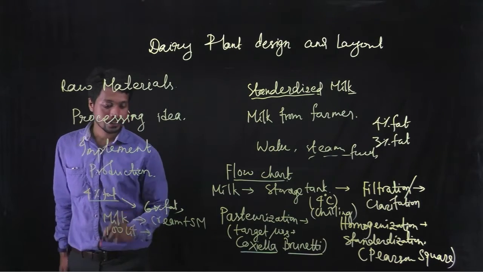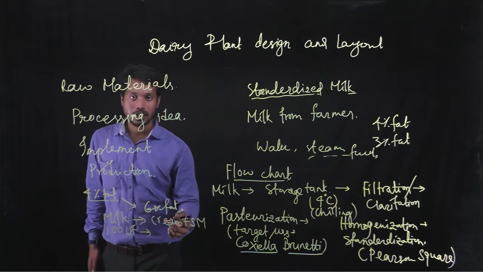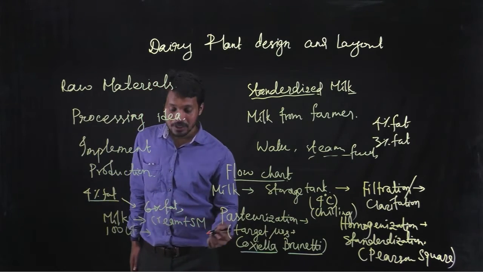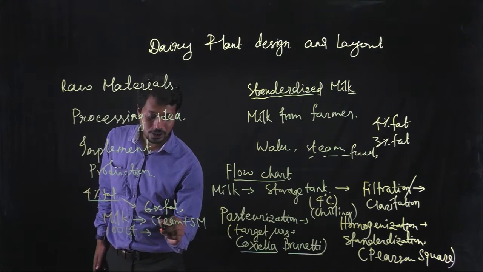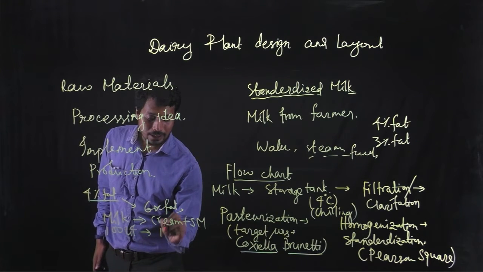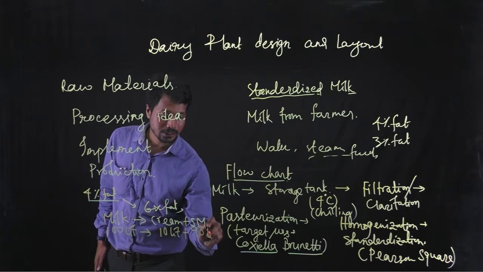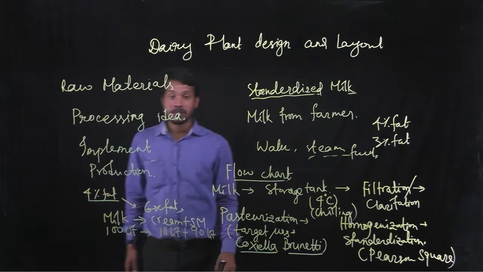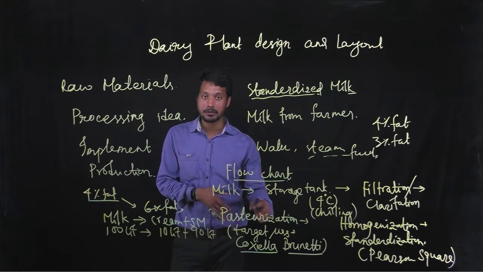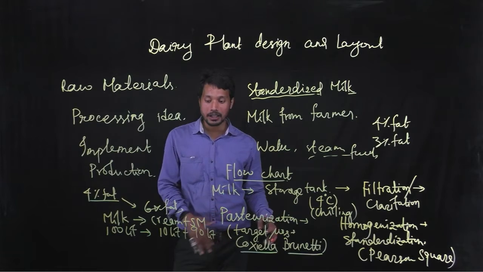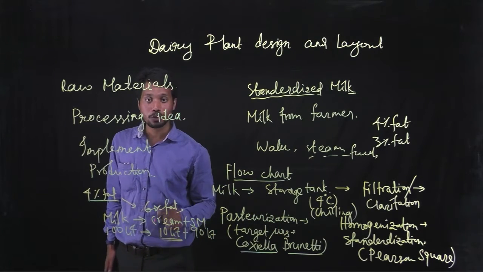In the 100 liters of milk you have produced, after separating it in a cream separator, just assume you get 10 liters of cream and 90 liters of skim milk. So in a cream separator, you have separated this milk into 10 liters of cream and 90 liters of skim milk. Then this 10 liters of cream contains 4% fat.